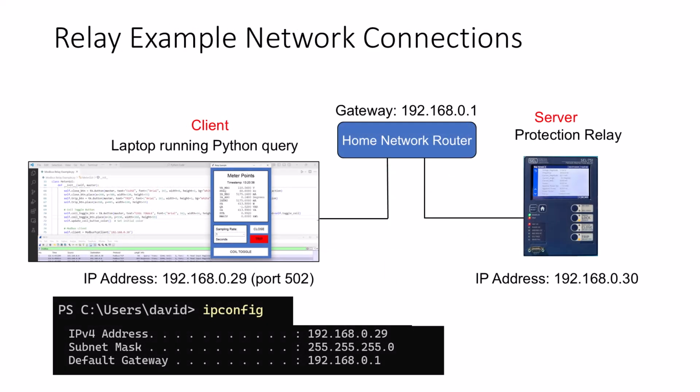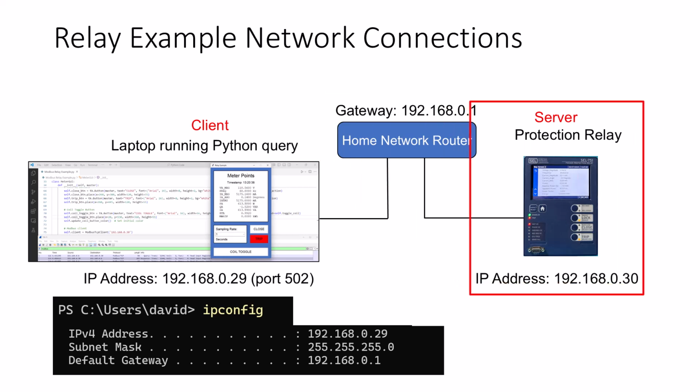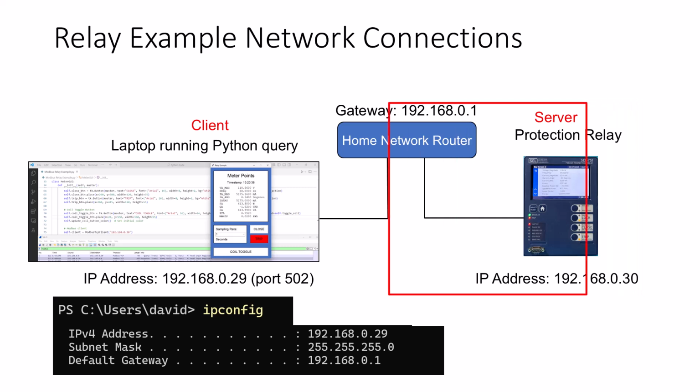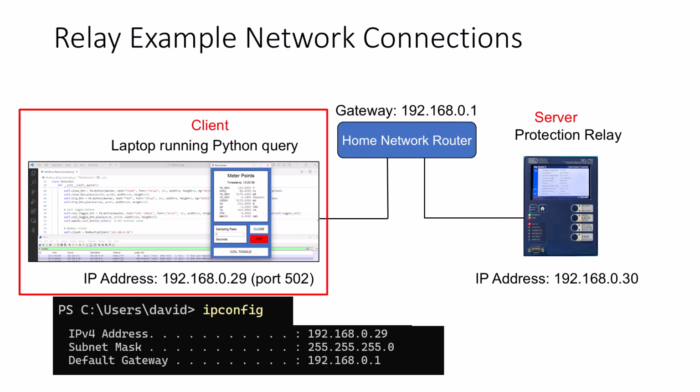The client and server are connected through a home network router with the gateway IP address 192.168.0.1. The server is a relay configured with the IP address 192.168.0.30 set in the relay's port configuration. The client is a laptop running a Python SCADA application.